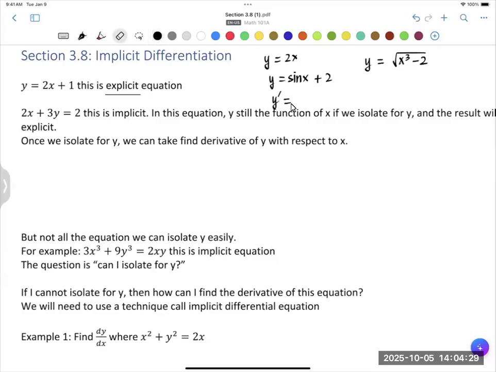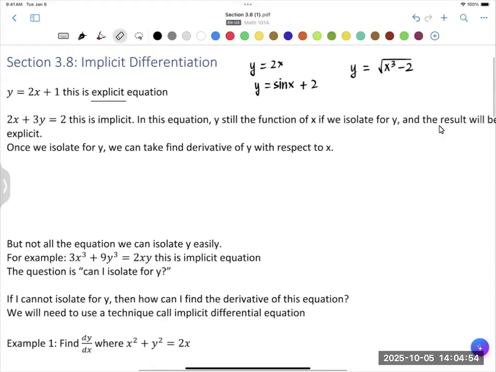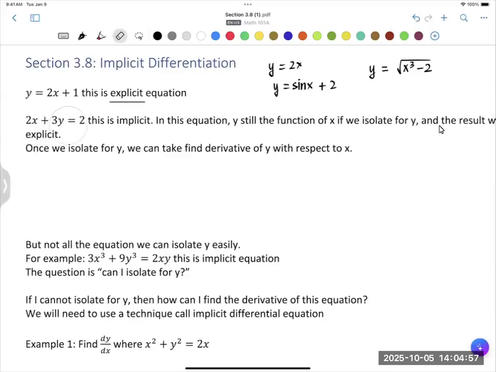However, there are other equations, called implicit. What is an implicit equation? It means an equation in which y hasn't been isolated. For example, 2x plus 3y equals 2. The y stands within x and is not isolated by itself. In this equation, y is still a function of x, and if we isolate for y, the result will be explicit. Okay, so let's take a look at this problem and isolate it for y.